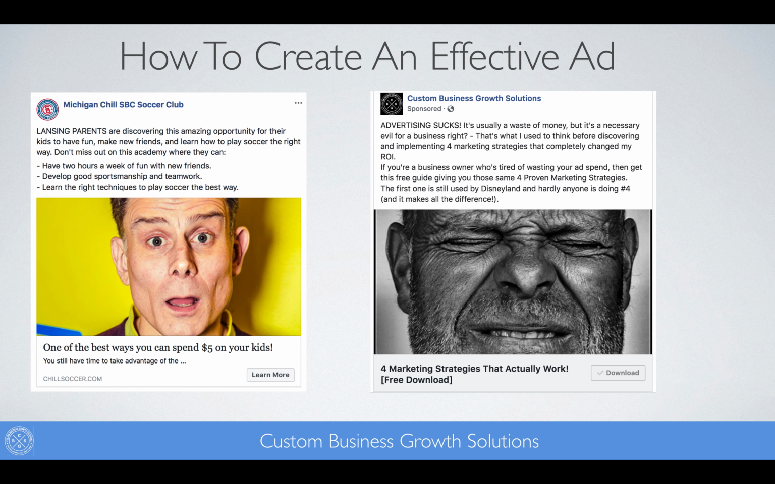Then you can see the one that I've used myself for my own business. Advertising sucks. Get attention. It's usually a waste of money, but it's a necessary evil for business, right? Is that the pain? Is that the conversation in your head that, man, advertising is a waste of money, but I got to do it? But that's before discovering and implementing these 4 marketing strategies that changed my return on investment.